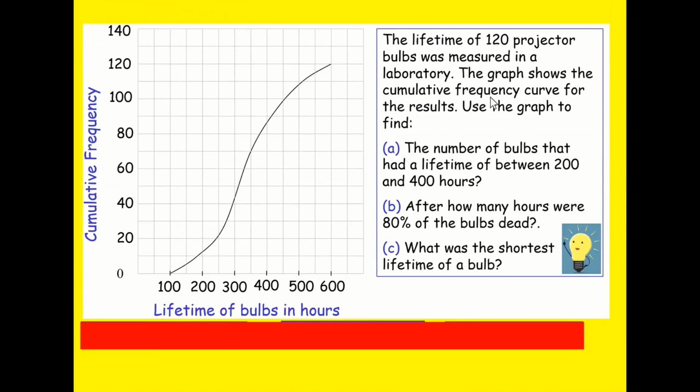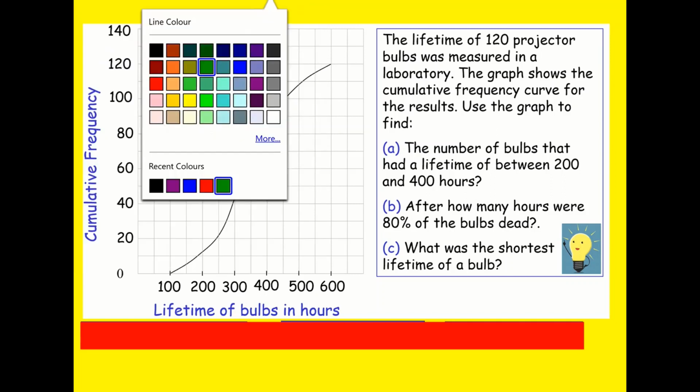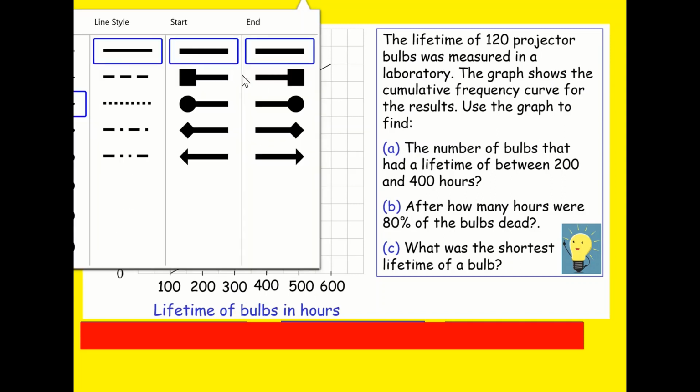Right, now we're going to look at the lifetime of some projector bulbs. So we've got a total frequency of 120. We've got the cumulative frequency graph drawn. Use the graph to find the number of bulbs that had a lifetime of between 200 and 400 hours. So in this case, and again, hopefully you paused the video and tried this. Let's go for it.